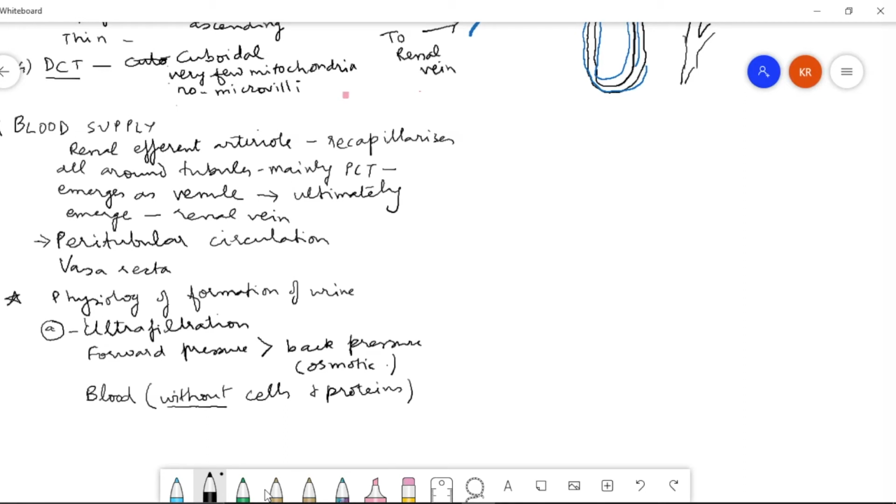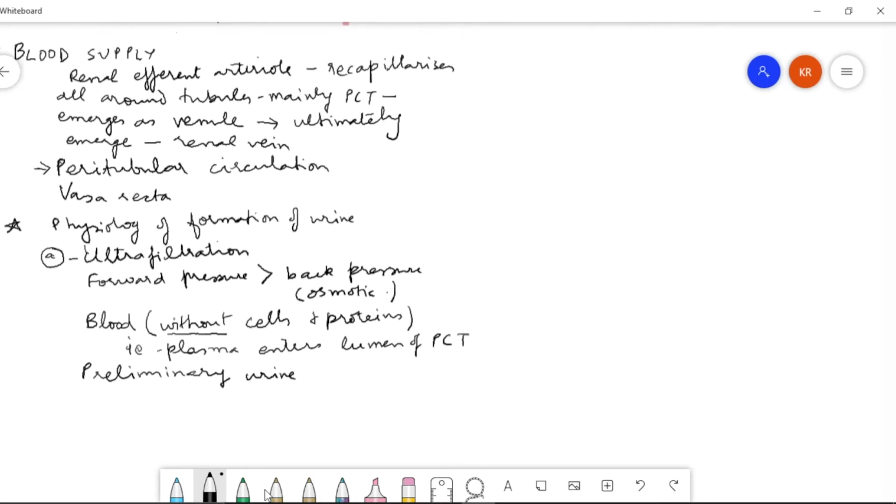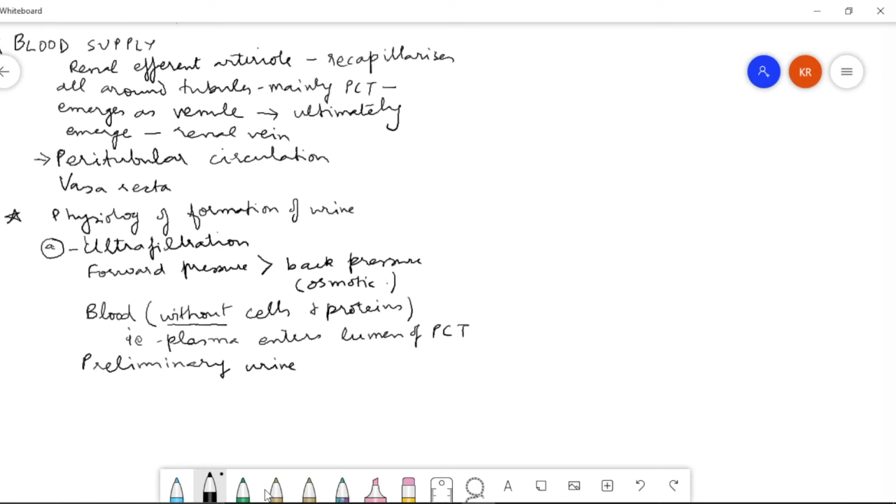That means most of the plasma, that is plasma, enters the lumen of the PCT, that is the proximal convoluted tubule, and this is called preliminary urine, because this is not the same urine that is going to be passed down, and it is good that it doesn't pass down.